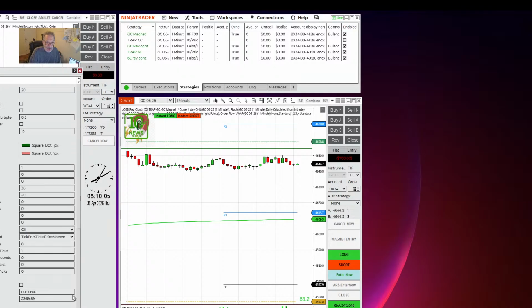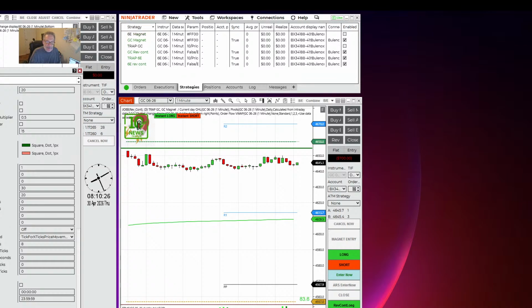We'll scroll down. We will label it 6E magnet, and we'll trade it in the same account that we have all of our 6E set up in, and that's number 40. Prop account trading this morning.